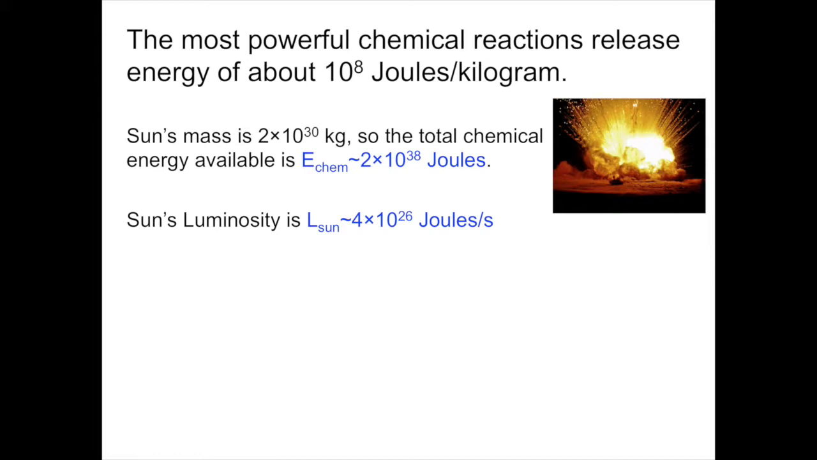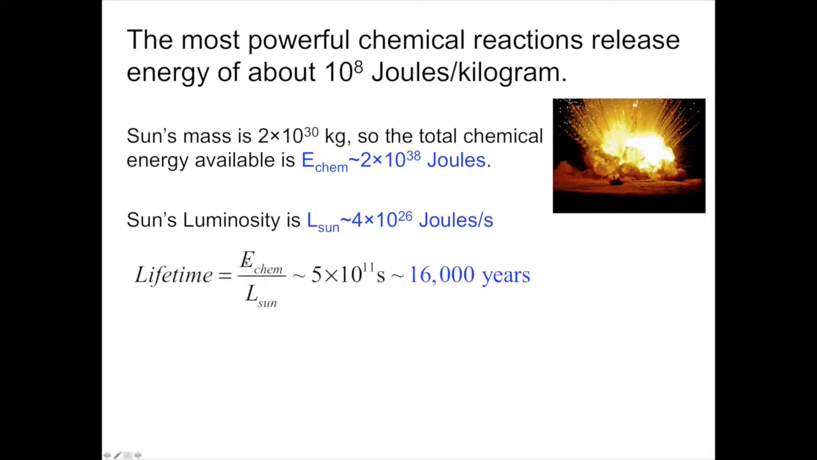What is the sun's luminosity? Again, a number we can measure. The sun's total luminosity is about 4 times 10 to the 26 joules per second. Those of you who've been paying attention to solar luminosity from earlier lectures will recognize I usually express this as 4 times 10 to the 26 watts. The unit of the watt is 1 joule per second. So we have 2 times 10 to the 38 joules of chemical energy available in the sun if we wanted to power the sun chemically. And we have to deal with an energy loss of about 4 times 10 to the 26 joules per second.